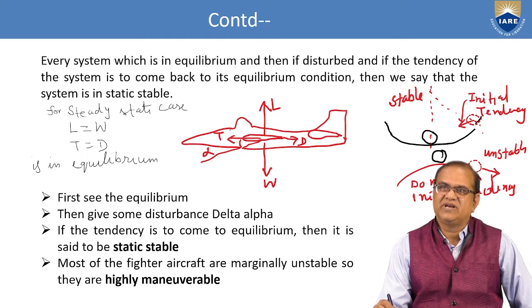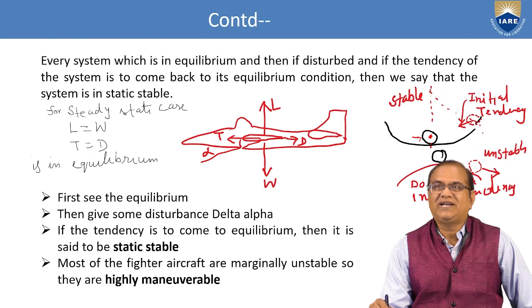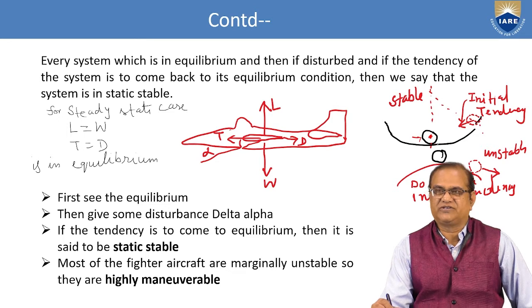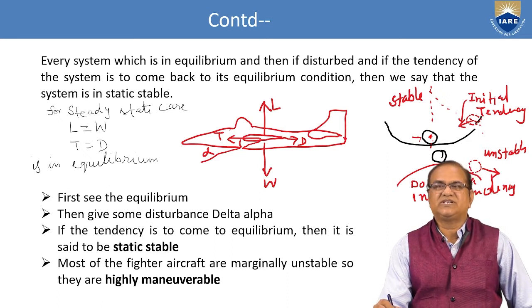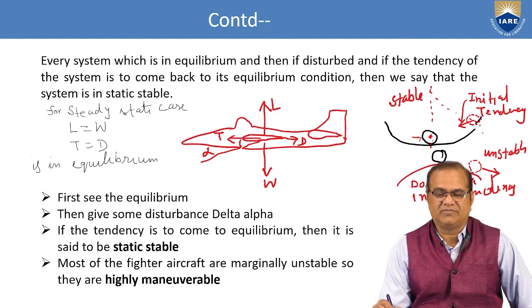So again here I am emphasizing that this is the case of a bob, and you apply some force, and this force has made it reach here. And if you remove this force, what is the tendency of this? Whether it is trying to come to its equilibrium or not. If the tendency of this bob is to revert to its equilibrium position, then we can say that the initial tendency of this bob is to revert to its equilibrium position. So we can say that this system is statically stable.